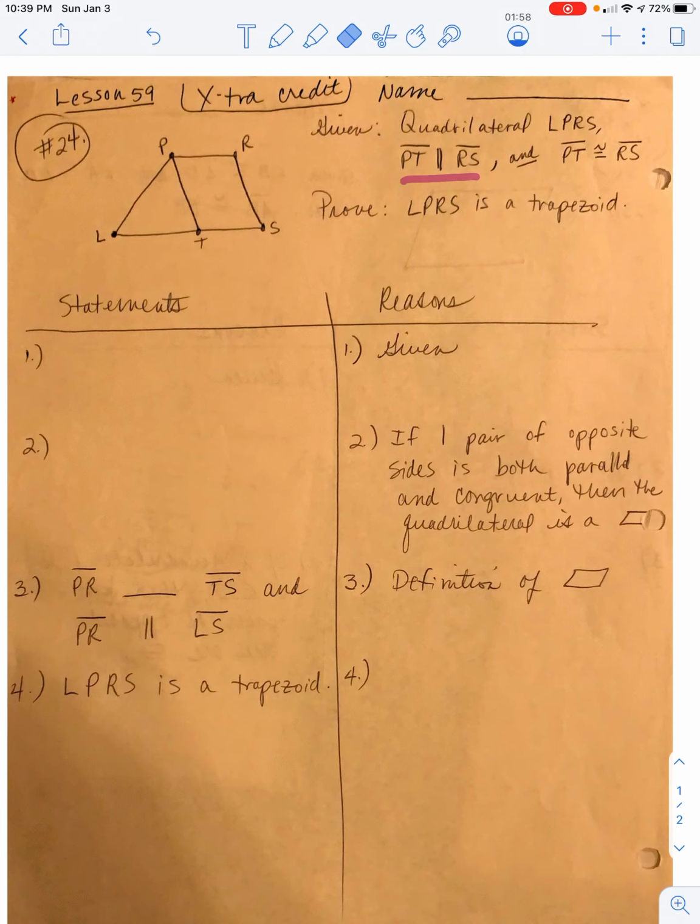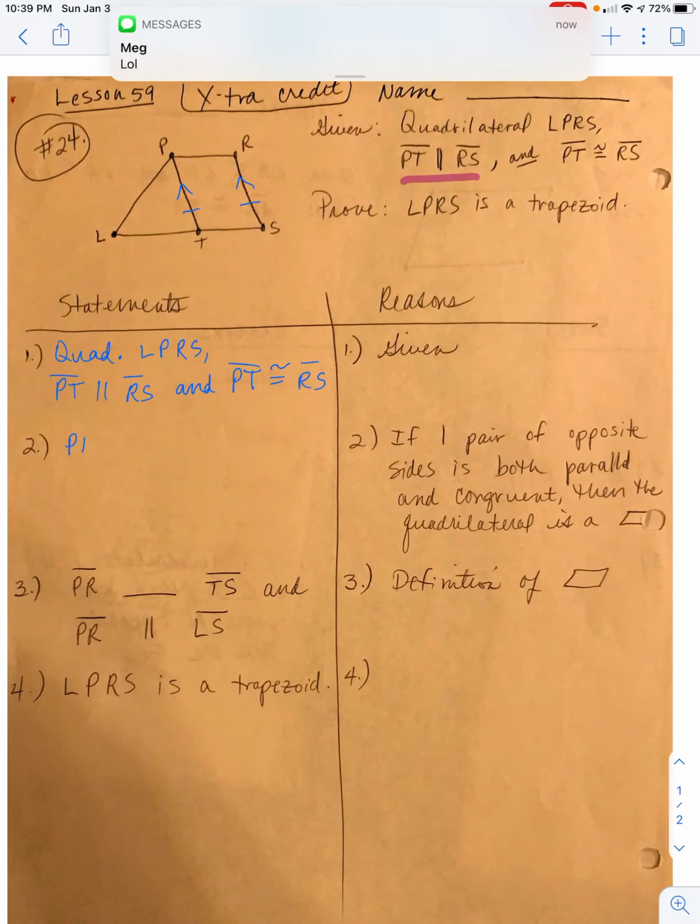Let me get rid of some of this drawing up here so it doesn't get too busy. All right, so let's go ahead and write down what's given to us. We are told that we have quadrilateral LPRS, and also that PT is parallel to RS, and PT is also congruent to RS. Now I'll go back up there and mark those. So PT and RS are both parallel to each other as well as congruent to each other, which we already established. Then what that means is we now have a parallelogram.